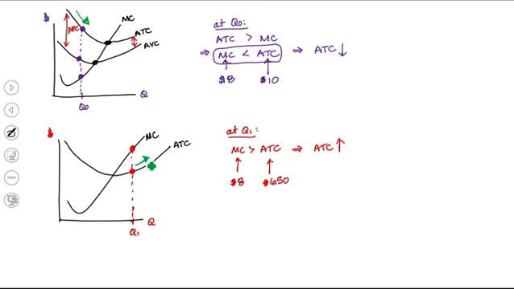Yeah, look at the green arrow. We see that marginal's feeding into the average and it's pulling the average up, right? So there's a unique relationship. Obviously then, if we're at Q2, what's the situation? Marginal cost is what compared to average total cost? The same, so they're equal, right?